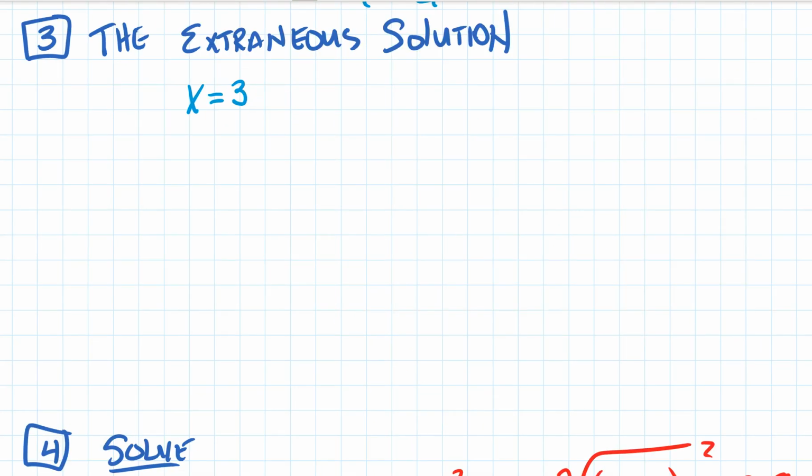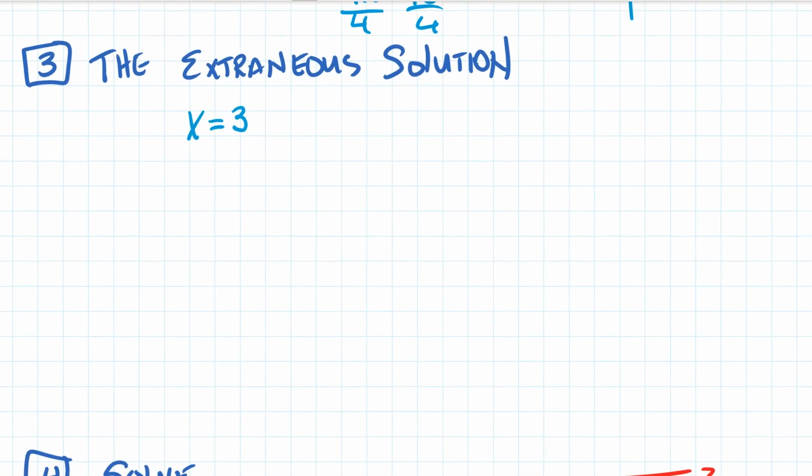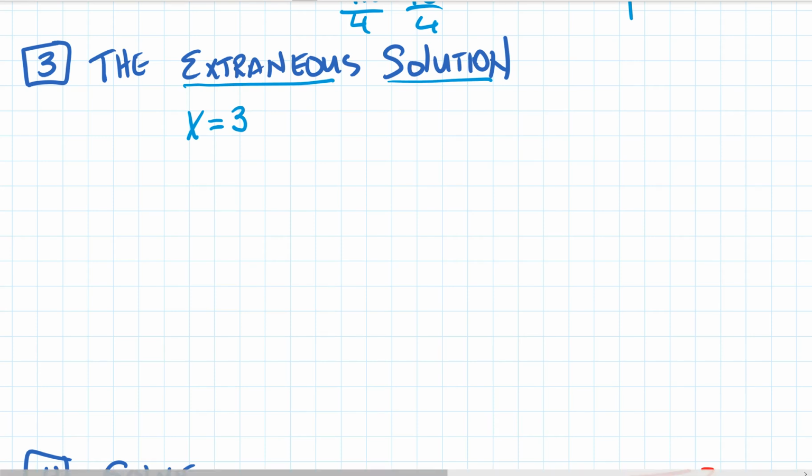Okay, in box number 3, I want to talk about this thing that's called the extraneous solution. So let's begin with a very, very basic example, and let's work forwards, and then let's see what happens when we look backwards. So let's say I've got x equals 3. If I square both sides, I would see that x squared is equal to 3 squared. So therefore, x squared is equal to the number 9.